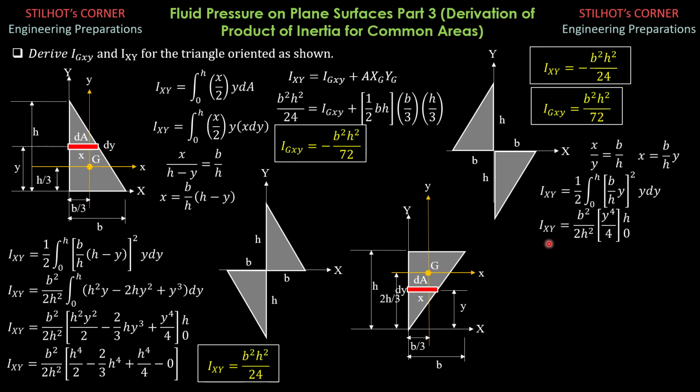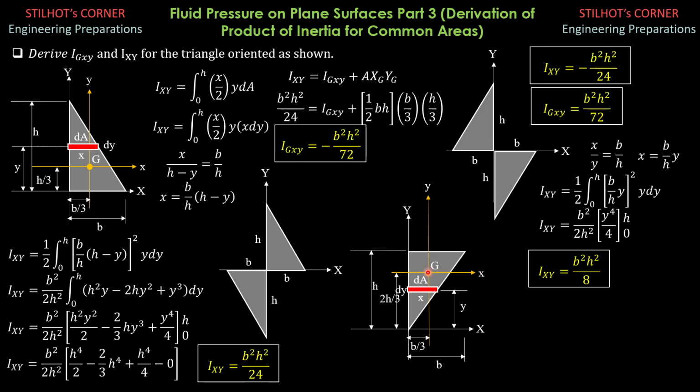Then IXY this time, if the triangle is oriented in this manner, or in the fourth quadrant in that manner, same vertex at the origin. This is now the h, this is now the b. It is b square h square over 8. So IXY equals b square h square over 8.